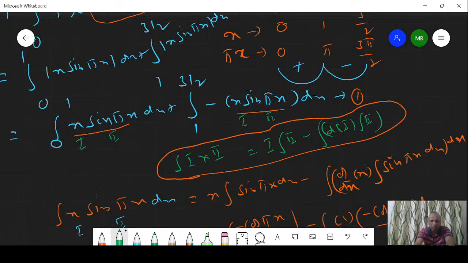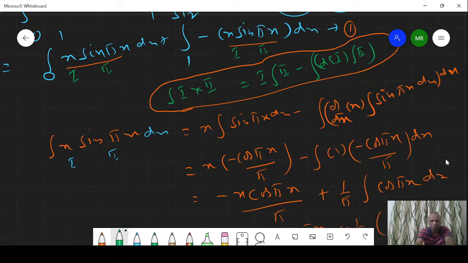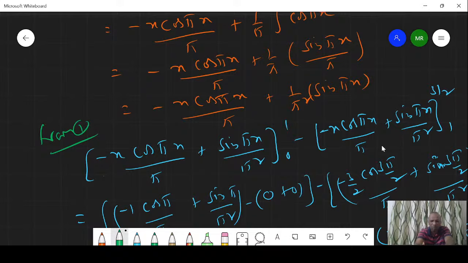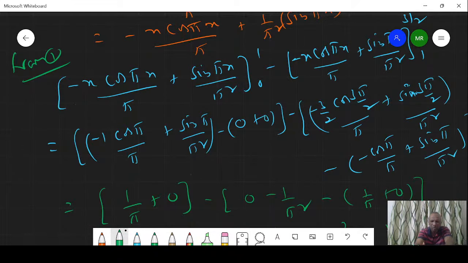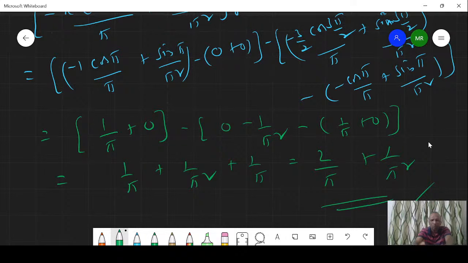Then you can simplify. After simplifying, substitute the equation from 1, then substitute the values, simplify, and it gives the value 2/π + 1/π². Please verify that. Still if you have doubt, you can also ask me, I can explain that problem again.